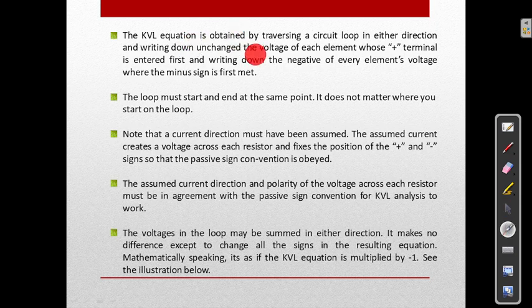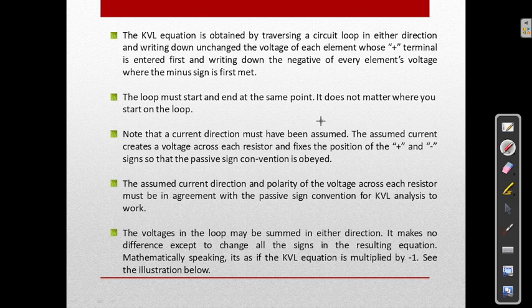The KVL equation is obtained by traversing the circuit loop in either direction and writing down, unchanged, the voltage of each element whose positive terminal is entered first, and writing down the negative of the voltage of every element whose negative terminal is entered first. The loop must start and end at the same point. It doesn't matter where you start the loop from.